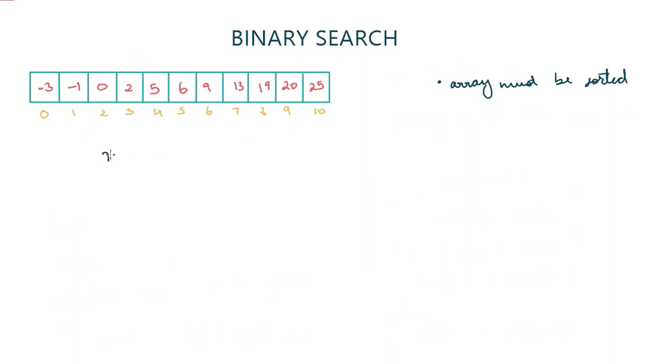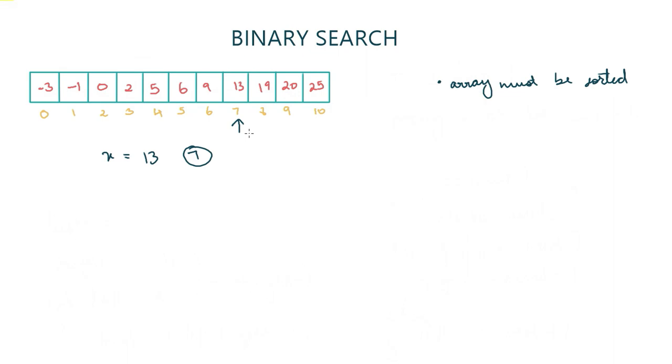Let us have a target element, say 13, whose index must be found. The index of 13 in this array will be 7, so 7 will be returned using binary search. And if 13 doesn't exist in the array, we can return something like -1.